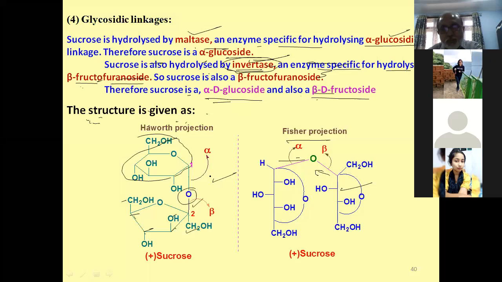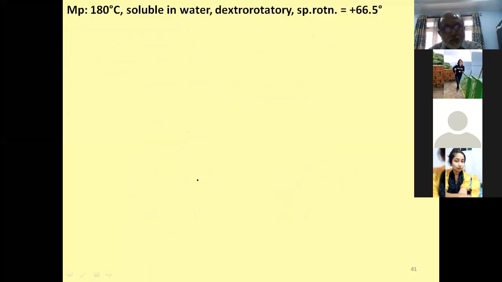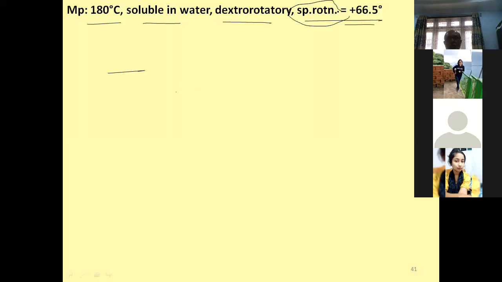Now let us see some of the important reactions of sucrose. Nothing has to be told whether it is soluble or insoluble in water. Its melting point is 180, soluble in water. And it is dextrorotatory and its specific rotation is plus. Sucrose is a dextrorotatory compound.